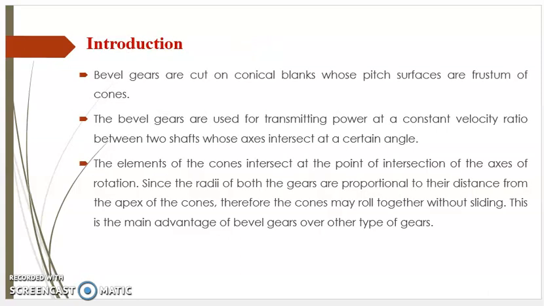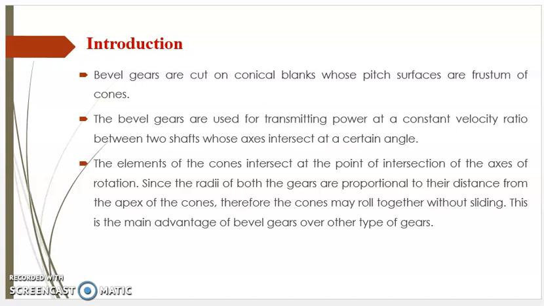Now we will see introduction. Bevel gears are cut on conical blanks whose pitch surfaces are frustum of cones. The bevel gears are used for transmitting power at a constant velocity ratio between two shafts whose axes intersect at a certain angle. The elements of the cones intersect at the point of intersection of the axis of rotation.